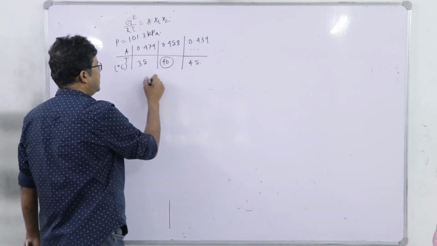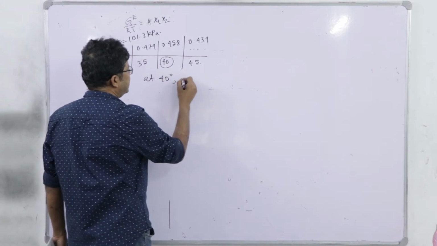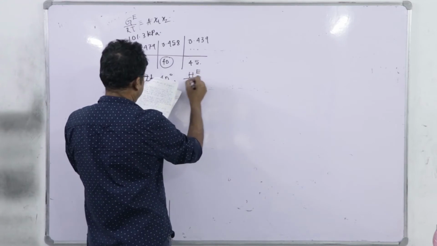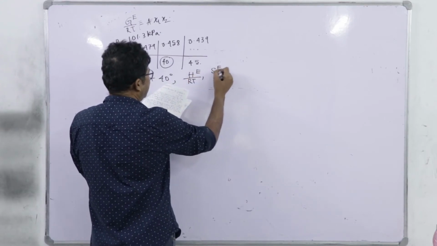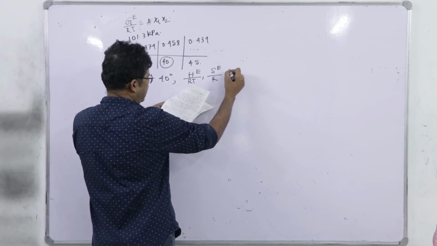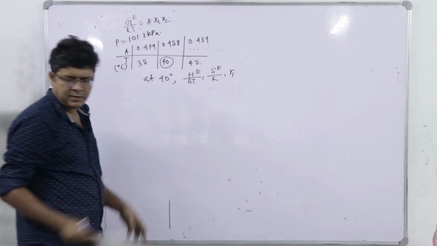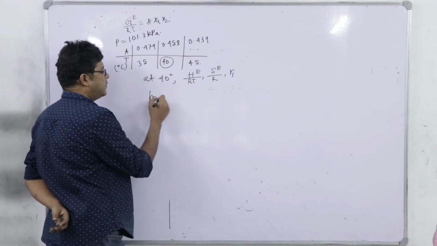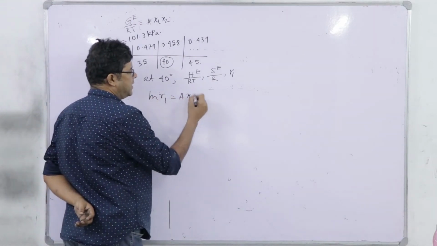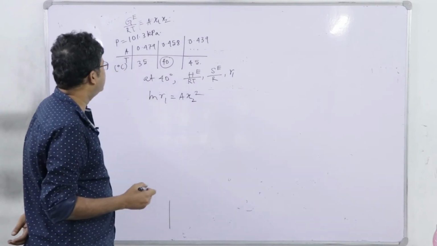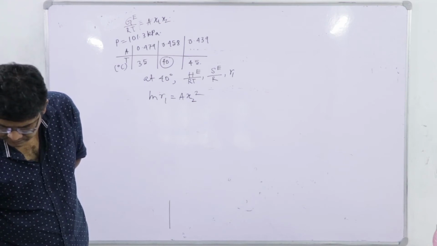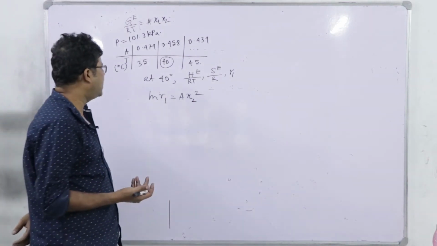So here at 40 degree, what do we have to solve? HE by RT, SE by R, and this activity coefficient gamma 1. You see this is the typical two suffix Margules model. So ln gamma 1 will be equal to, if you take the derivative, A x2 square. So we have to solve for this expression.